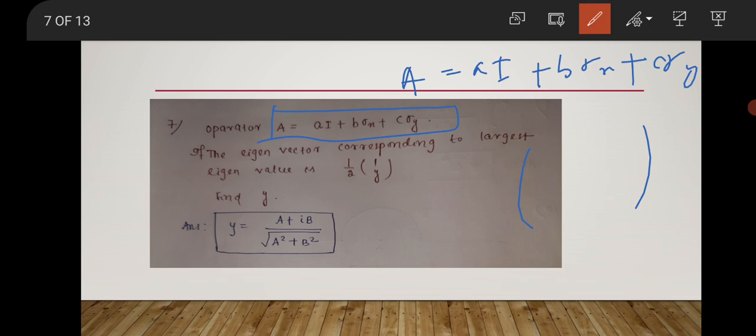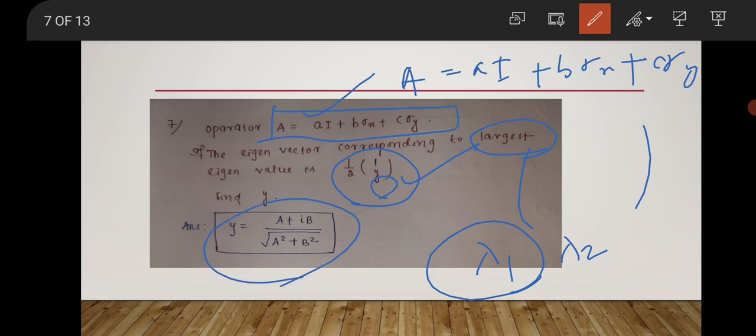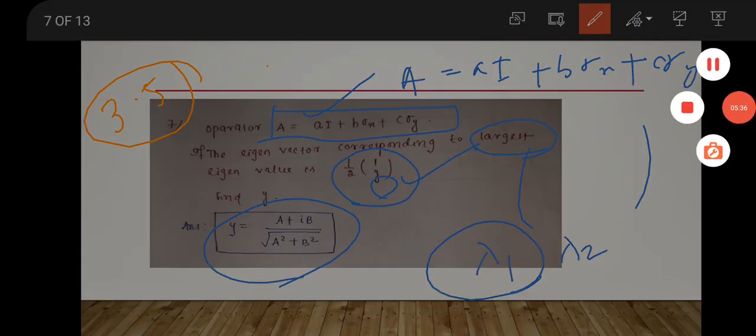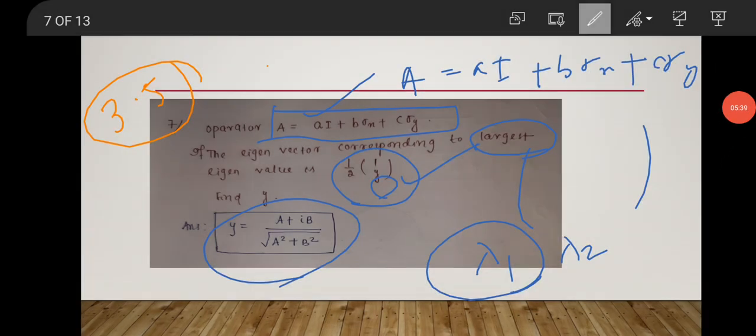The question asked to find the value of y if this is an eigenvector corresponding to the largest eigenvalue of this matrix. Okay, so first formulate this matrix, find its two eigenvalues lambda 1 and lambda 2. For the largest eigenvalue you find the eigenvector and compare with this value, then you will get y is equal to (a plus ib) by root over of a square plus b square. Okay, so this was a question in part B. This is for the 3.5 mark. Okay, so move to the next question.